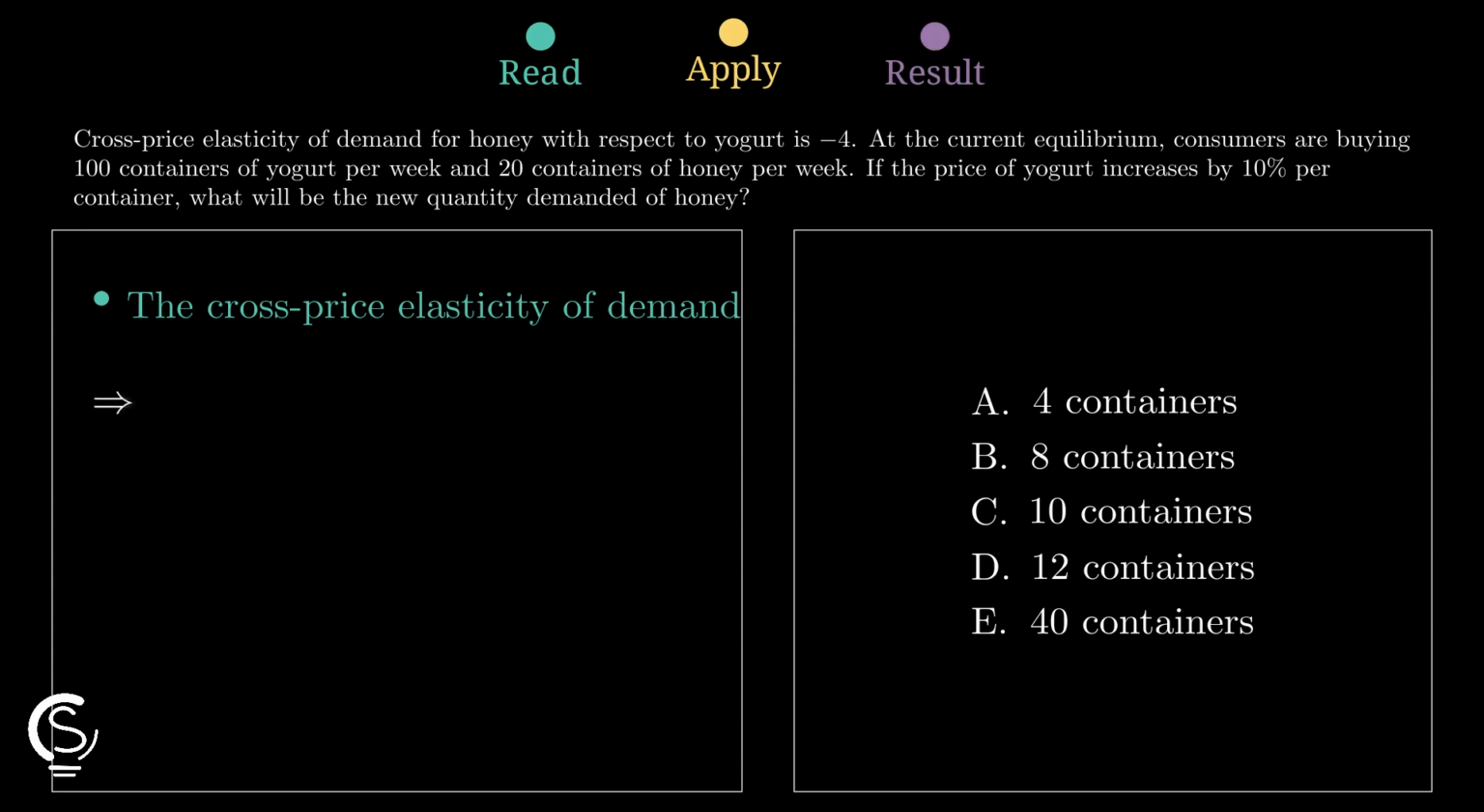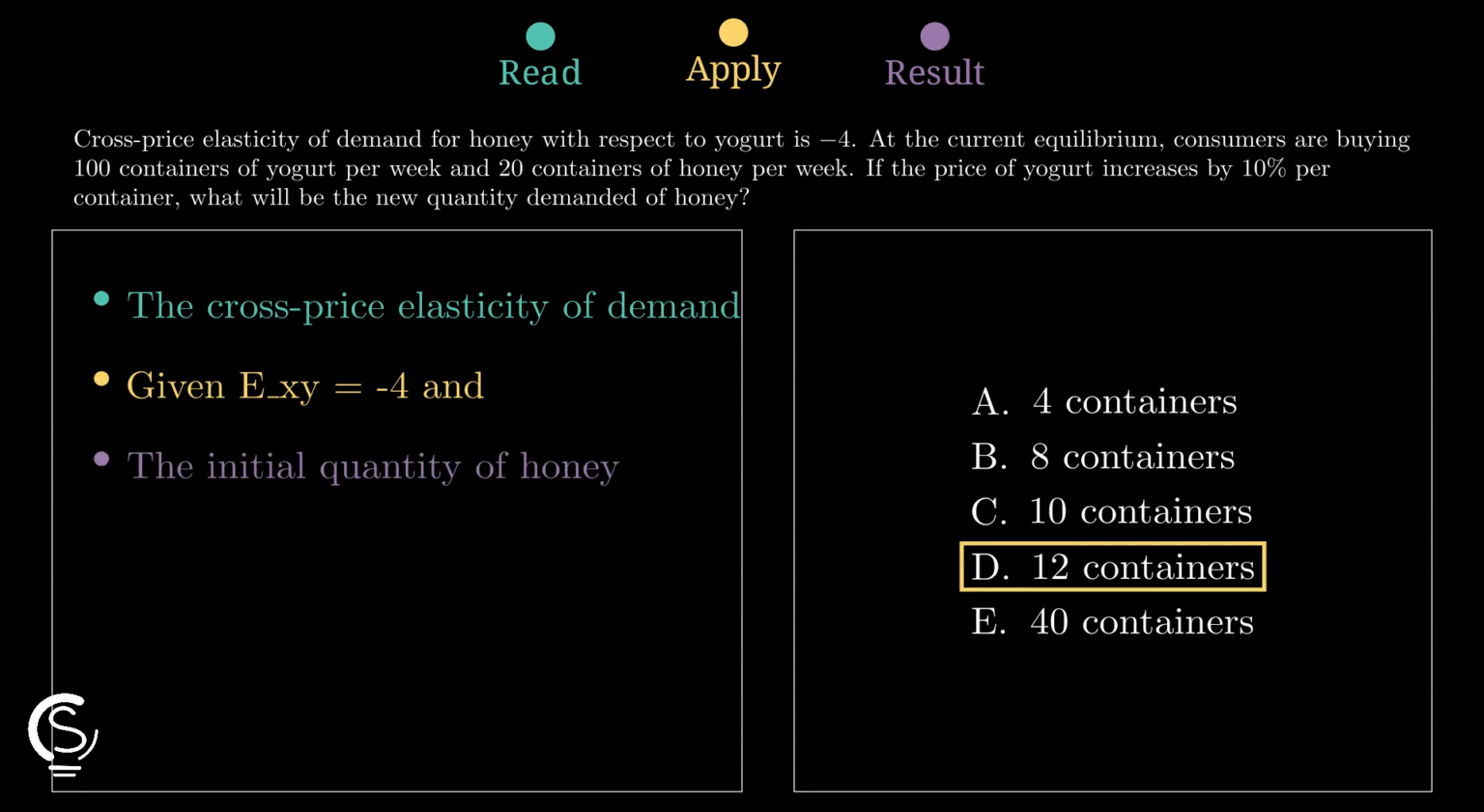The initial 20 containers dropped 40%, losing 8 units. Subtracting 8 from 20 leaves 12, making option D the final answer.